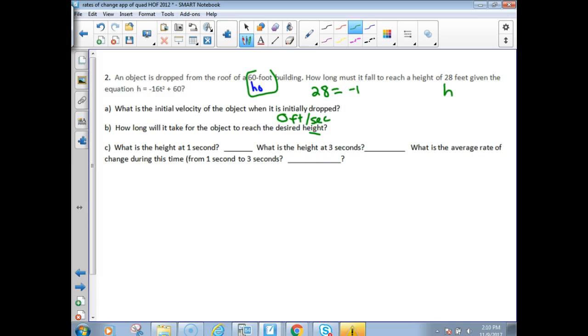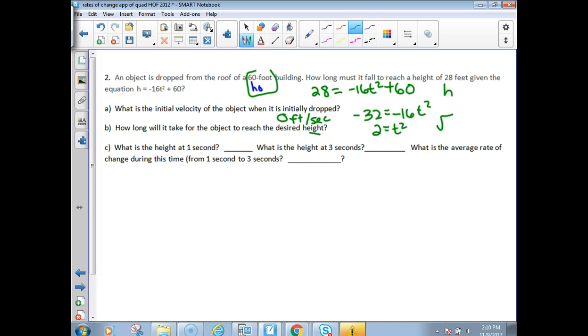So I go back up here. Negative 16t squared plus 60. We can do this algebraically by subtracting 60. That'd be negative 32? Yes, it is. It's just not showing at the bottom. You would subtract 60, negative 32. Okay, and then if you divide by negative 16, you're going to get positive 2.